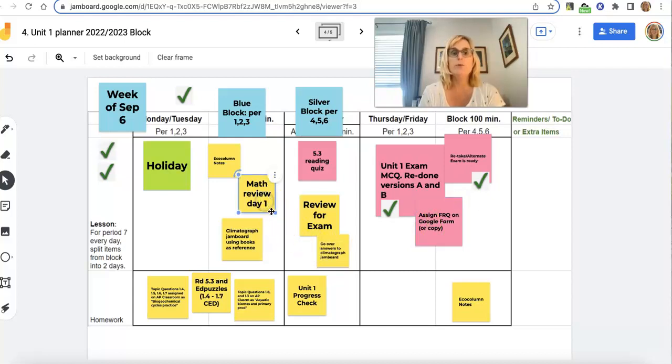Anyway, math review. This is when I'm finally going to use that diagnostic data and start assigning kids the individual math papers that they need to do. So lots of information in here. Hopefully it helps you.